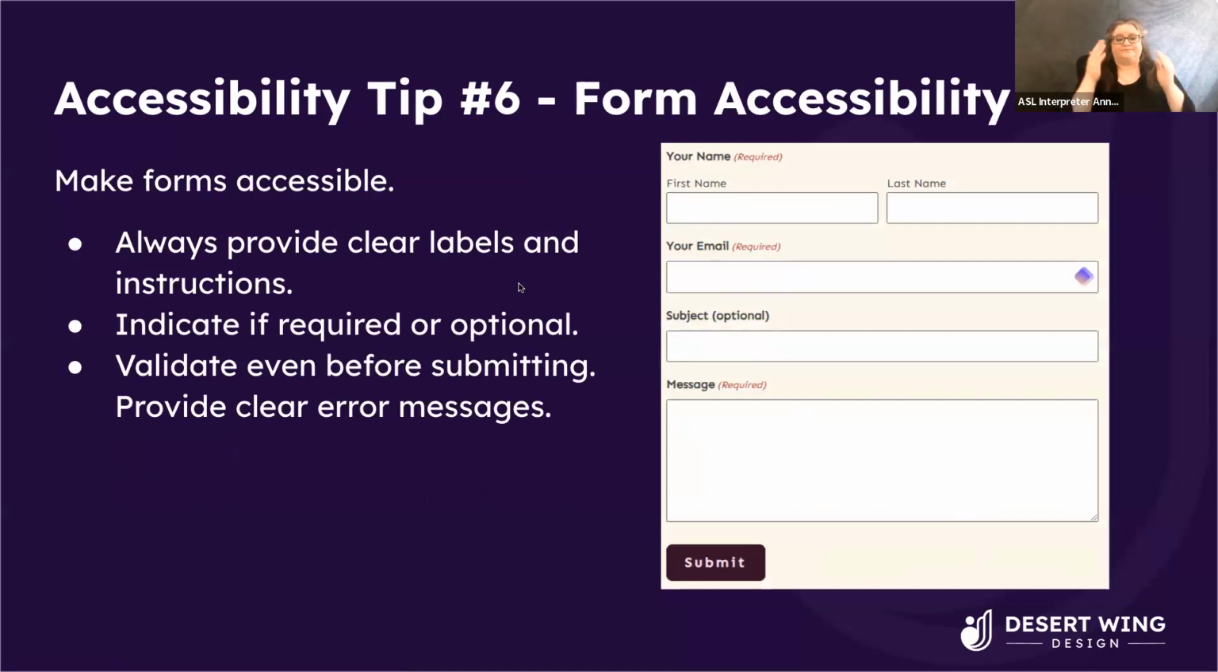Number 6 is form accessibility. Forms are probably one of the most important components of a website, yet it's also commonly full of accessibility issues. It doesn't really need anything too complex. And as you can see in the screenshot, just provide clear labels and instructions as necessary so that your users know exactly what you're asking for.